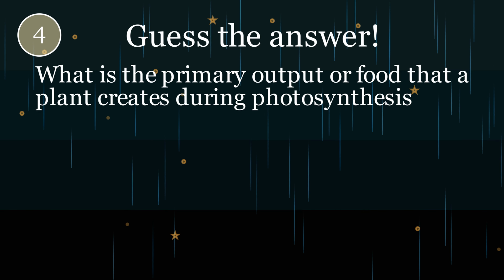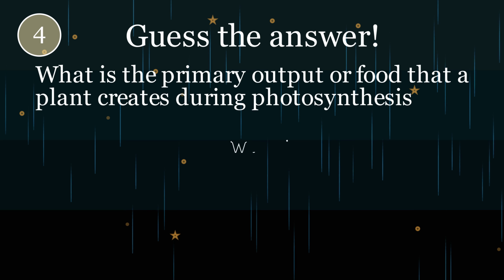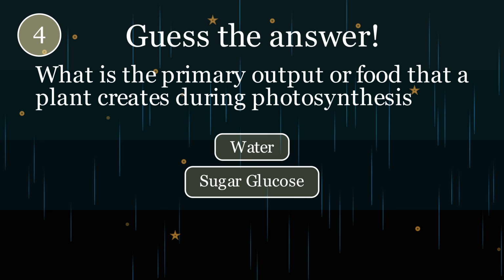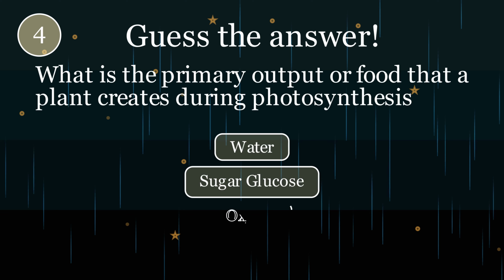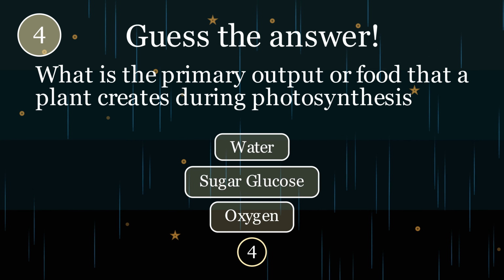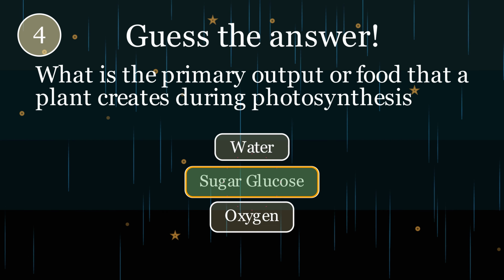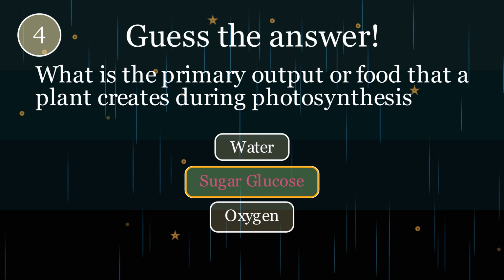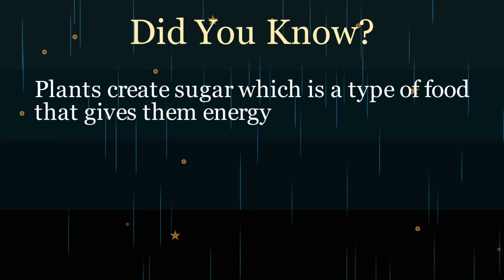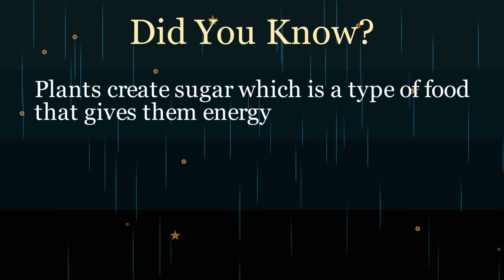What is the primary output or food that a plant creates during photosynthesis? Water. Sugar glucose. Oxygen. The correct answer is sugar glucose. Did you know? Plants create sugar, which is a type of food that gives them energy.